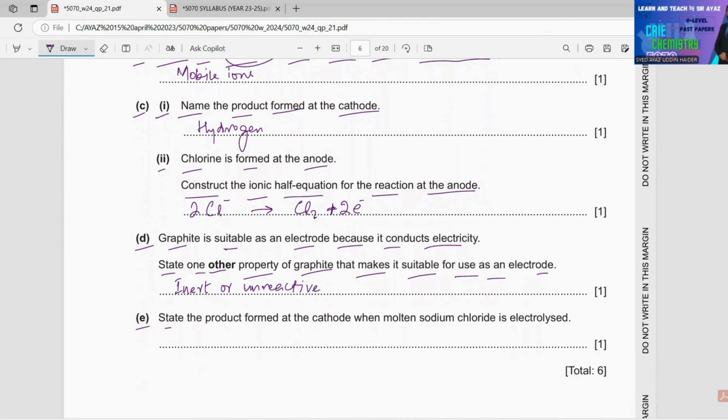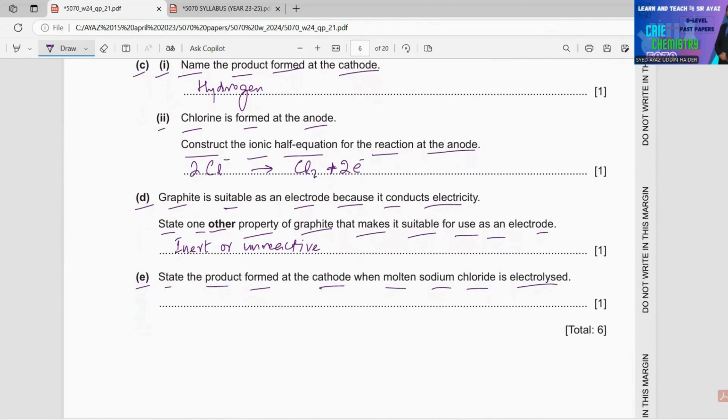Part E, state the product formed at the cathode when molten sodium chloride is electrolyzed. Now, you are only having sodium chloride. You are not having any kind of H positive ion or OH negative ion in the solution. So you are only having molten sodium chloride. So in case of molten sodium chloride, you will get sodium at the cathode.